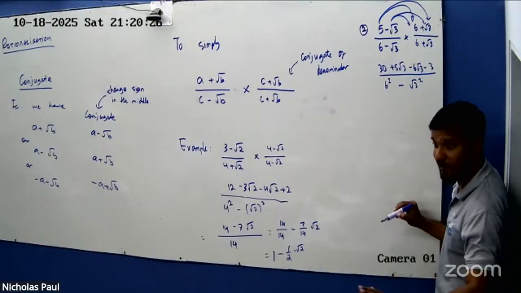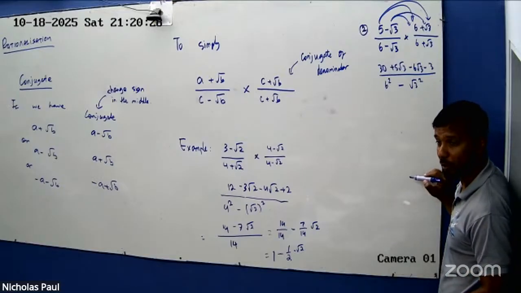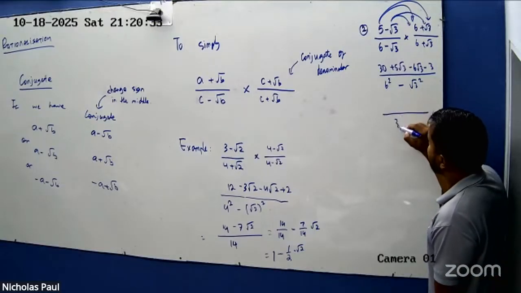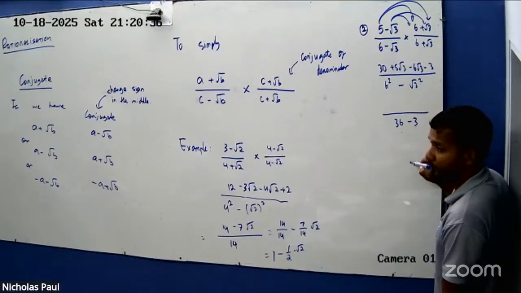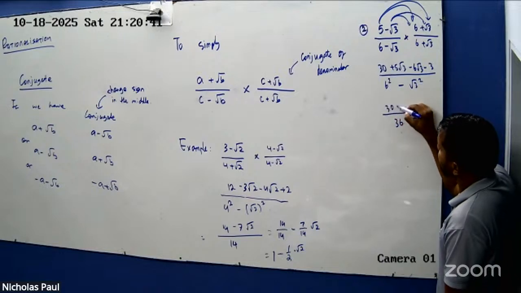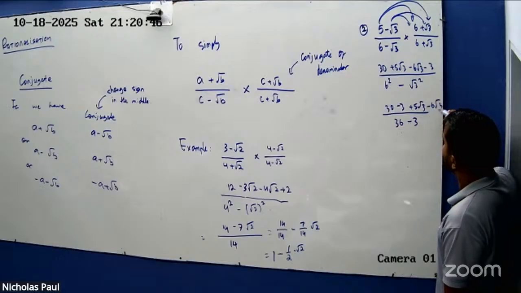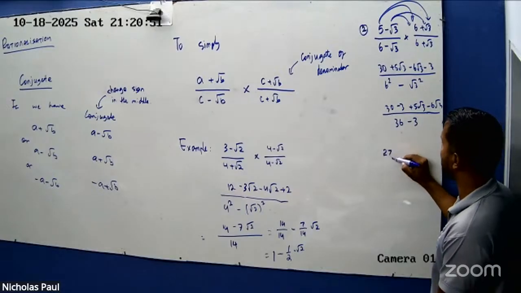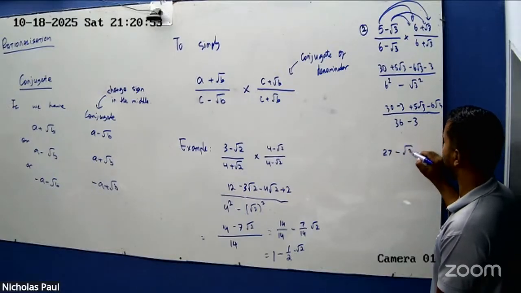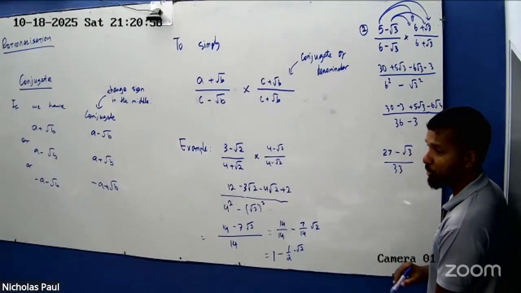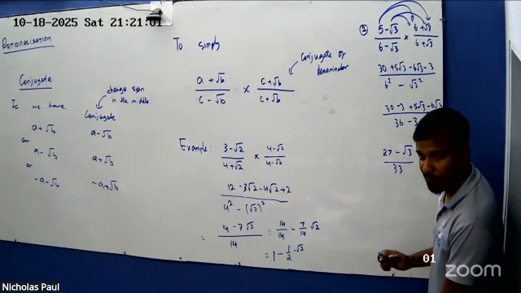That's okay? So the same things that you've been doing all the time. Are you okay with that? Right? 6 squared is 36. Root 3 squared is 3. All right? 30 minus 3. 5 minus 6. 30 minus 3 is 27. 5 minus 6 is 1. 36 minus 3 is 33. You can leave it like that.